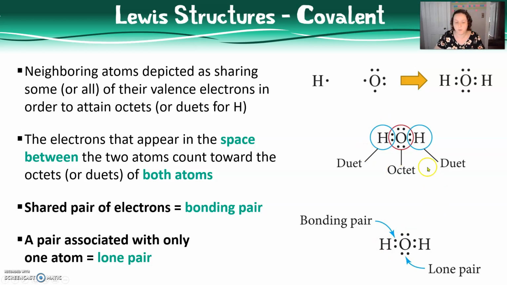Looking at the example for water, H2O, note that the bonding pair between the oxygen and hydrogen satisfies the duet rule for the hydrogen. And if we count all the electron dots surrounding the oxygen, we see that there are a total of 8 electrons, satisfying the octet rule for oxygen. So in this case, 4 of those electrons exist as bonding pairs, and 4 of those electrons exist as lone pairs on oxygen.